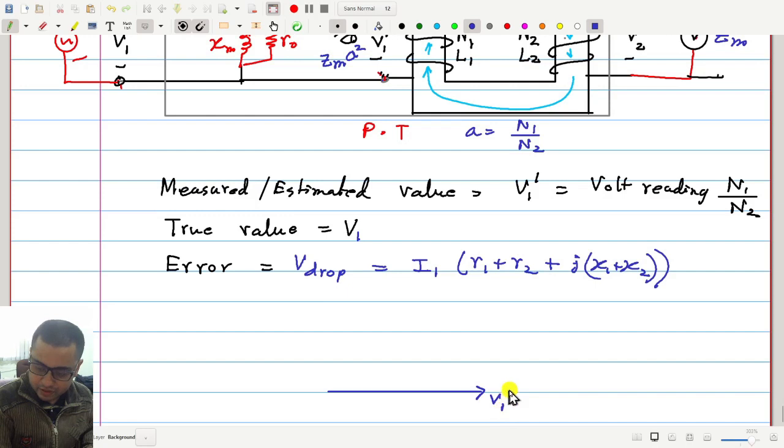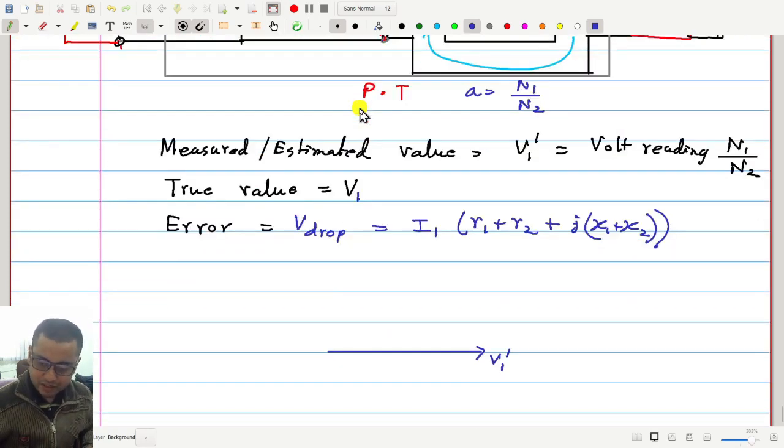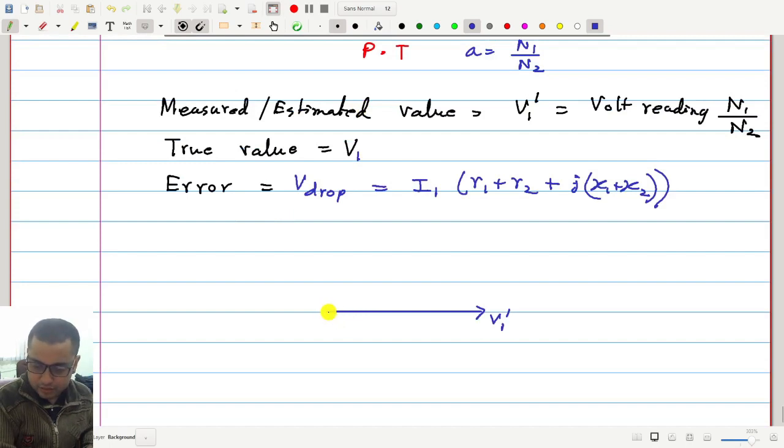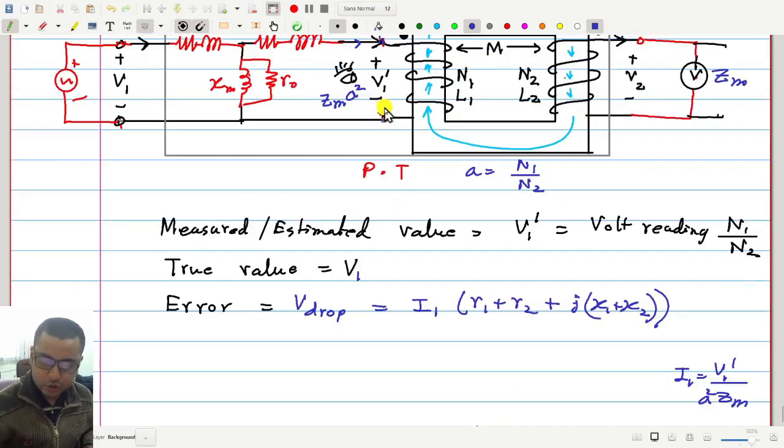V1 prime. This phasor is the measured quantity. Then how much will be I1 prime? This I1 is going like this. So here also I have I1. How much is I1? I1 will be V1 prime divided by Zm, A square Zm. So I1 is V1 by S square Zm.